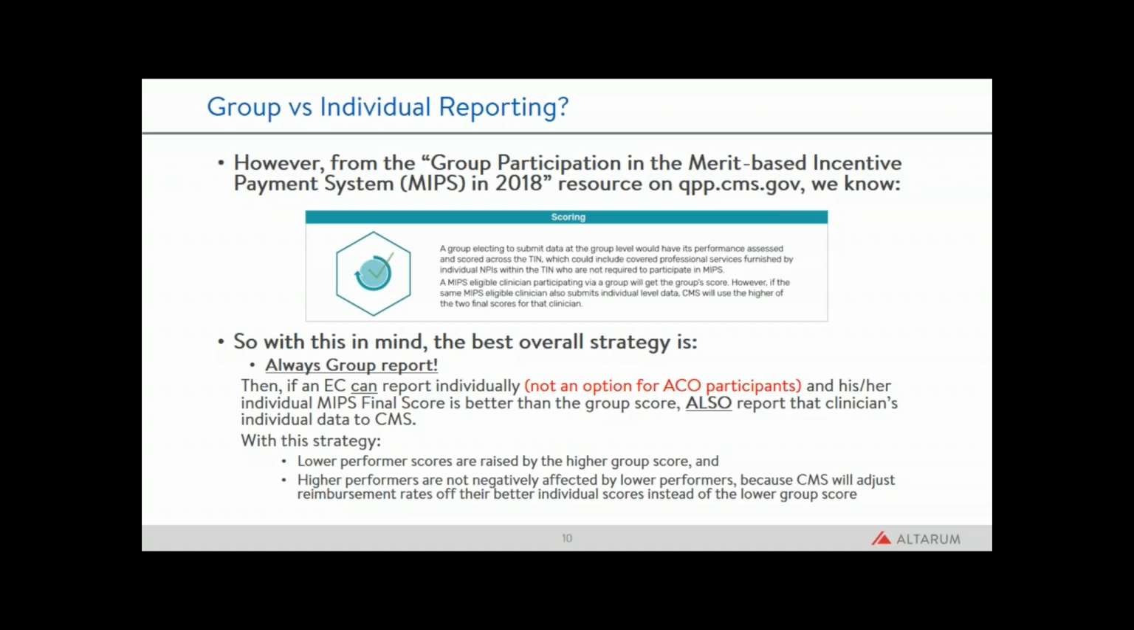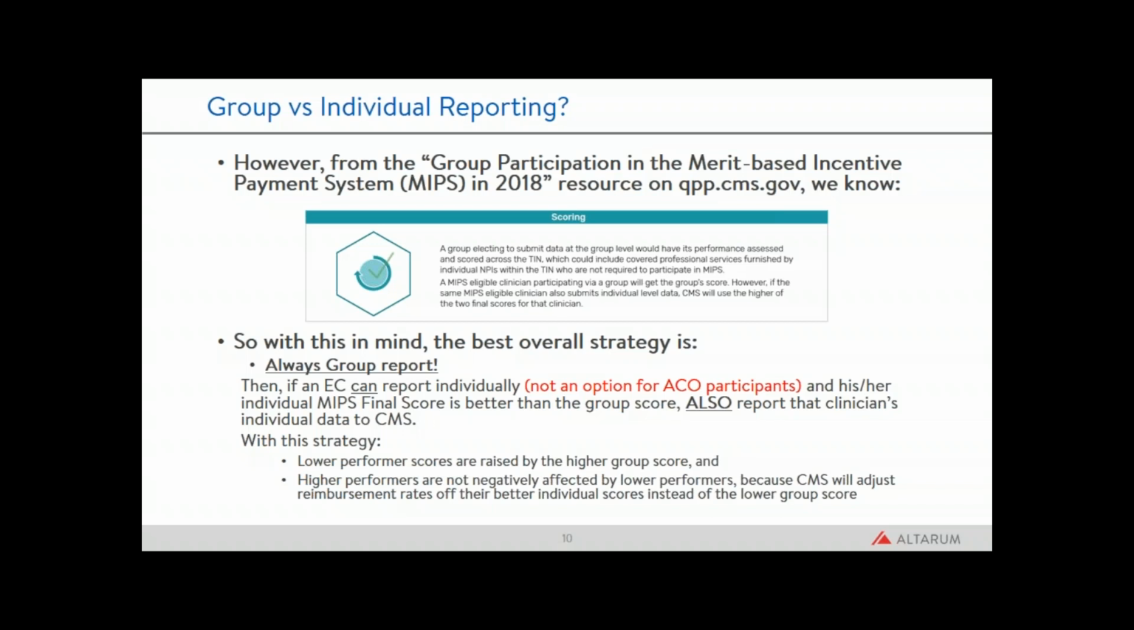Then, if an individual clinician is over that low volume threshold, so again, this only works if the individual clinicians can report individually. And just note that this is not an option for ACO participants. You can certainly send that data to CMS at the individual level, but CMS is going to ignore it if you are in an ACO. You cannot get around getting awarded the ACO score if you're in an ACO.